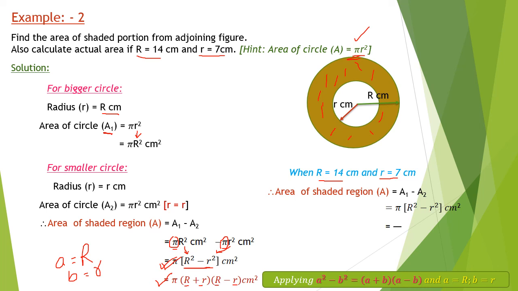Now we will replace the value of pi as 22 by 7. I think you know it. R as 14 square and small r as 7 square. You can use your calculator. 14 square is 196, and 196 minus 7 square, which is 49. Now after subtraction and multiplication, we will get 462 cm square. You can use your calculator and write it. So you will get the exercise.